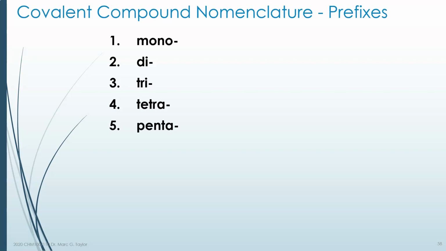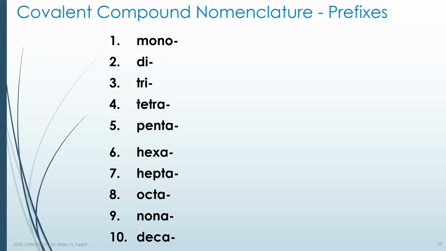Pentagon has 5 sides. We also continue on with 6, 7, 8, 9, and 10. And if you remember your geometry, hexagon has 6 sides. Heptagon has 7. Octagon, which is the shape of a stop sign, has 8. Nonagon, 9. Decagon is 10. So these prefixes, hexa, hepta, octa, nona, deca, stand for 6, 7, 8, 9, and 10 in this case.